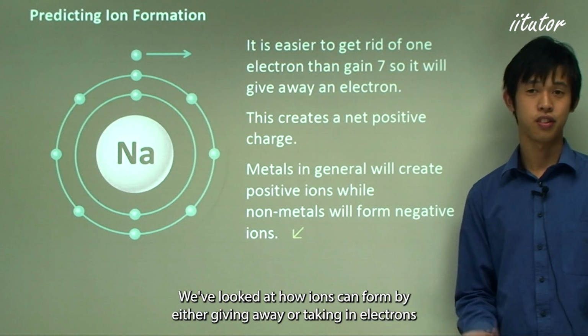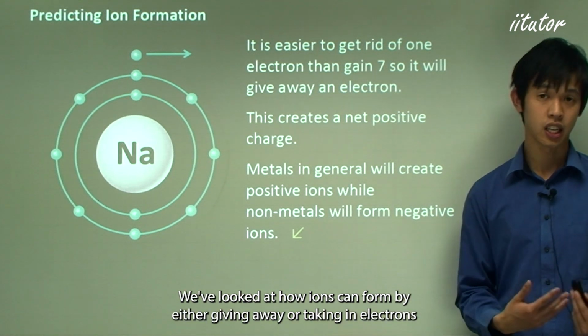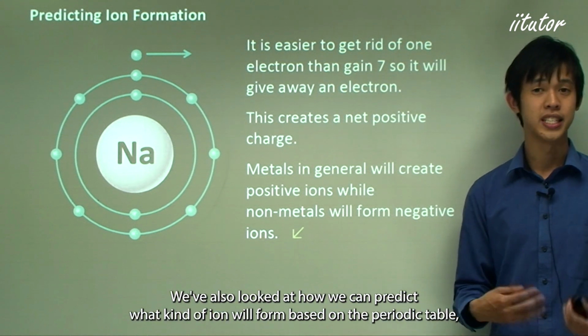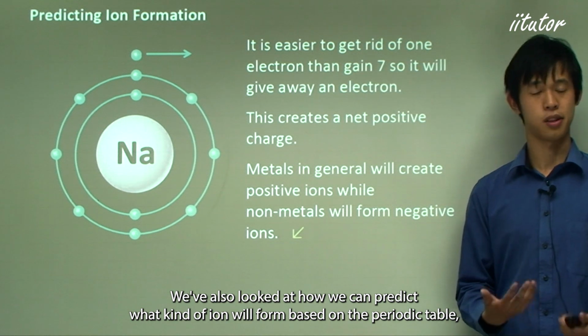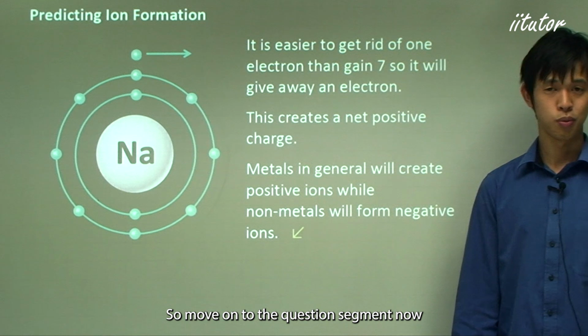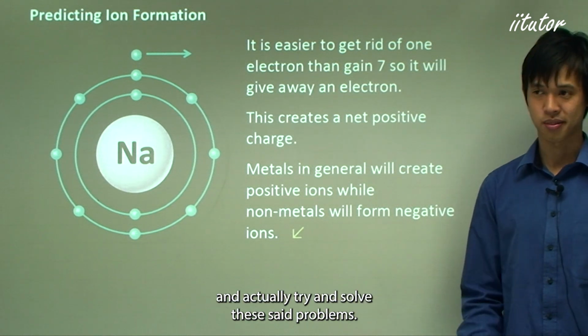So that concludes today's lesson on ion formation. We've looked at how ions can form by either giving away or taking in electrons, and what type of ion will form because of that. We've also looked at how we can predict what kind of ion will form based on the periodic table, and we can use that as a tool to help us solve problems. So let's move on to the question segment now and actually try and solve these problems.